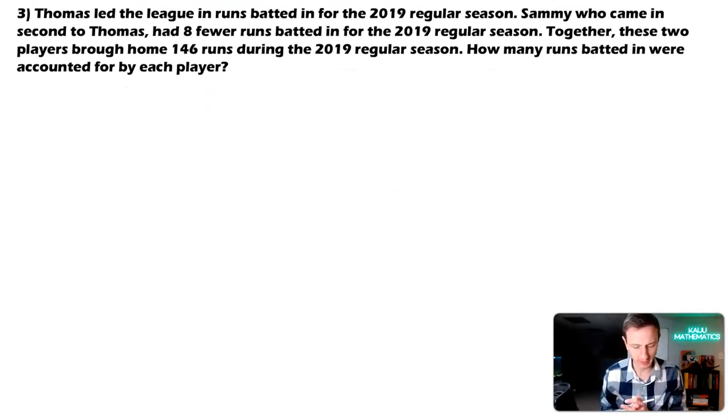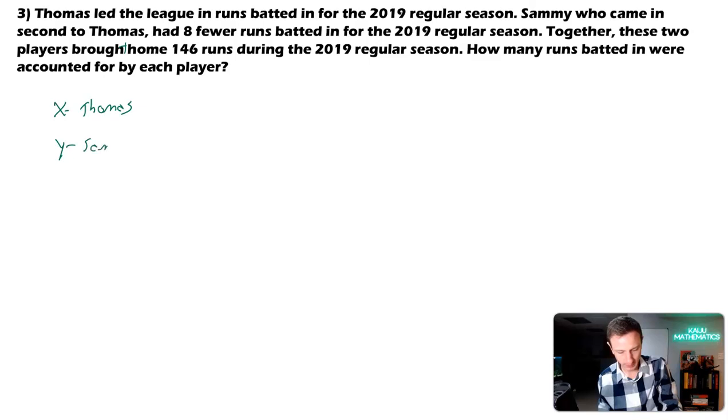Next one: Thomas led the league in runs batted in for the 2019 regular season. Sammy, who came in second to Thomas, had 8 fewer runs batted in for the 2019 season. Together, these two players brought home 146 runs during the 2019 regular season. How many runs batted in were accounted for by each player? So we have two players. Let's call Thomas our x, and let's call Sammy y.